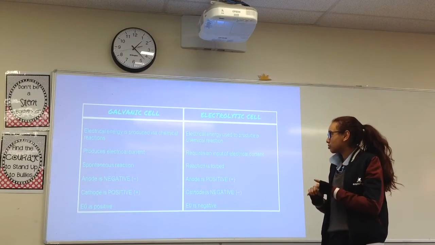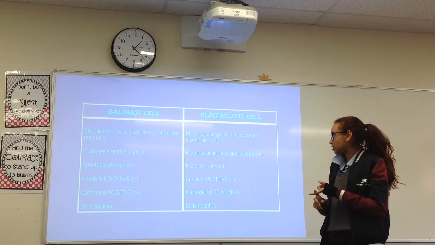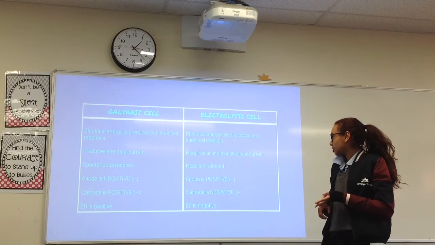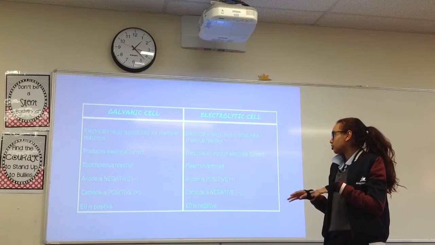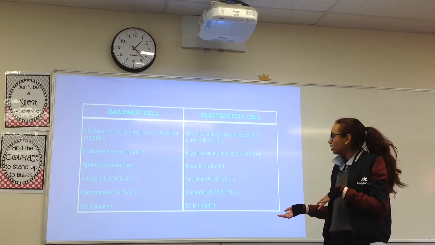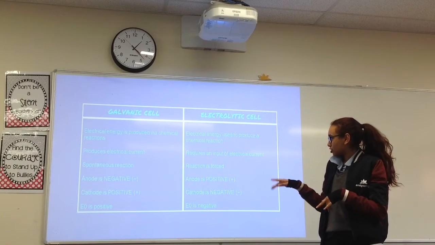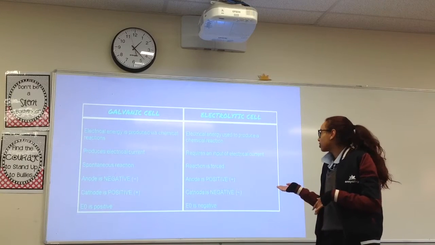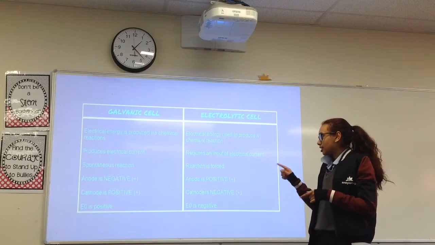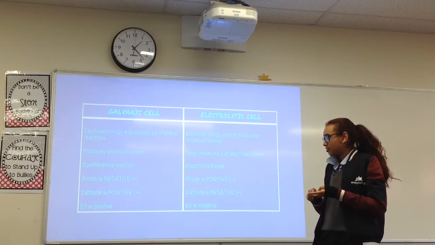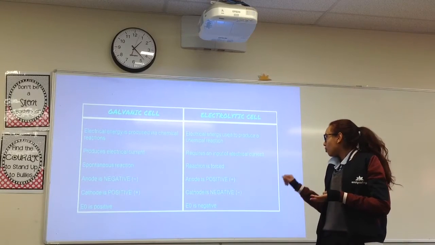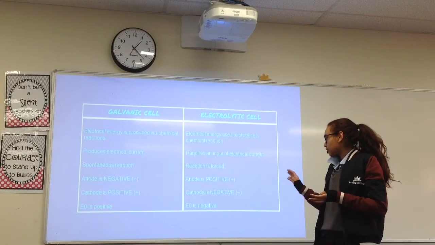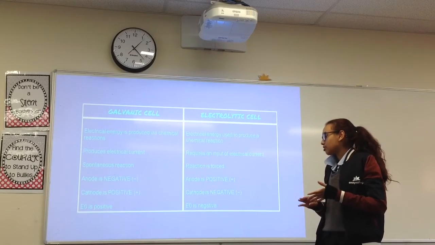So electrical energy is produced by chemical reactions in galvanic cells, whereas in electrolytic cells, it's the opposite. Electrical energy is used to produce a chemical reaction. Galvanic cells produce electrical current. Electrolytic cells require an input of electrical current. Galvanic is spontaneous. The anode is negative and the cathode is positive. While in electrolytic cells, the reaction is forced. The anode is positive and the cathode is negative.